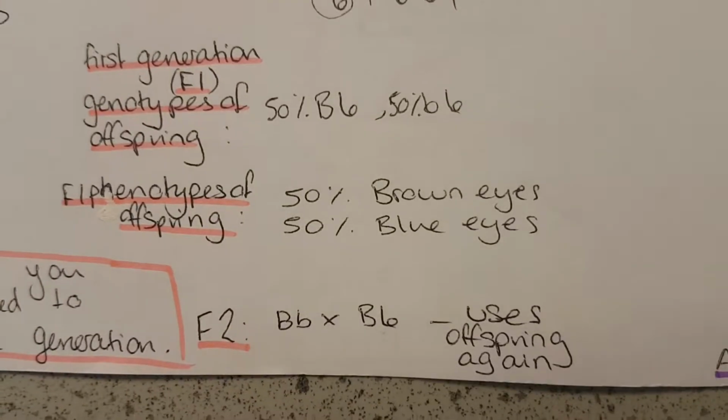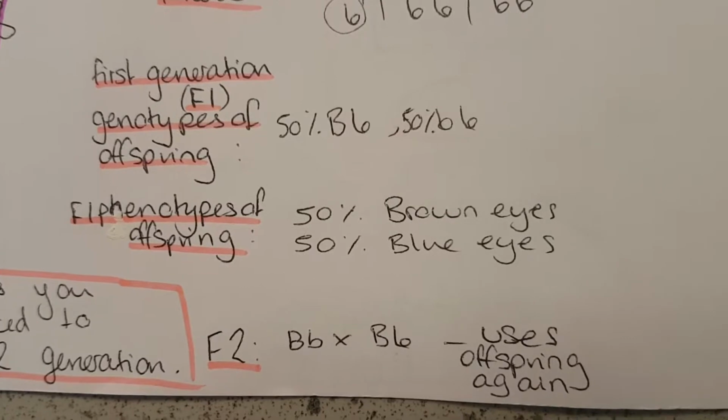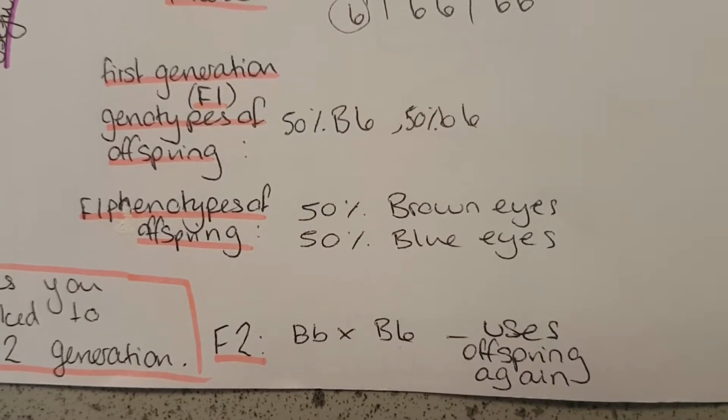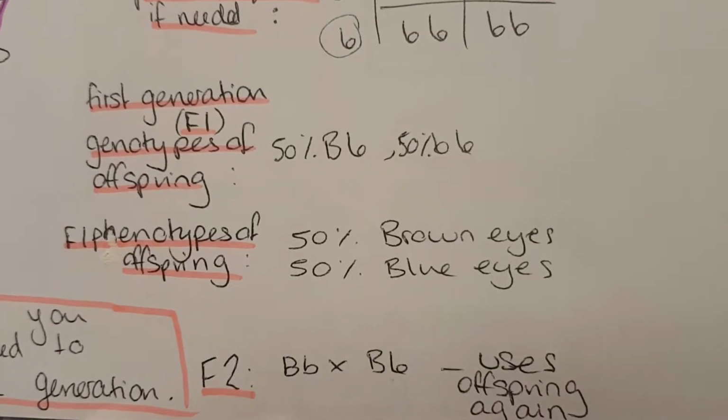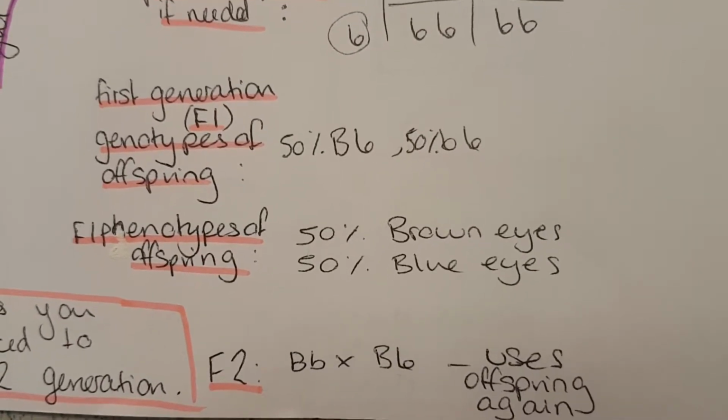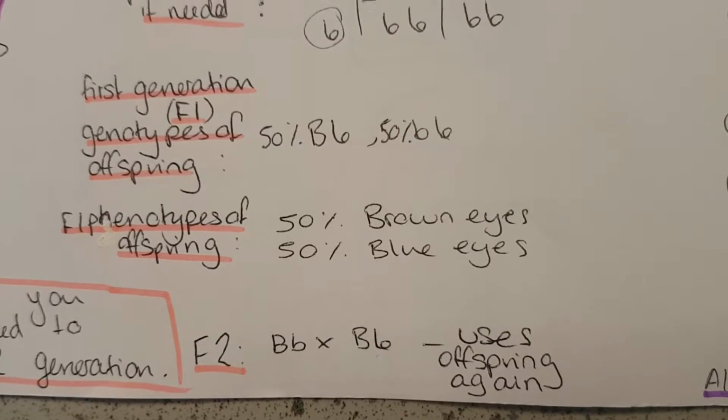Okay, and we can express that down here. And this is the first generation from these parents, so we call this F1 genotypes. There you go, 50% brown, 50% blue. So you can be asked sometimes to express this as a ratio, so this would be 1 to 1.